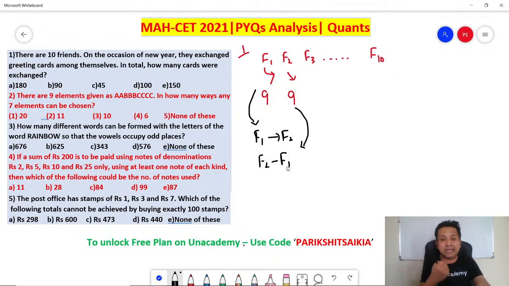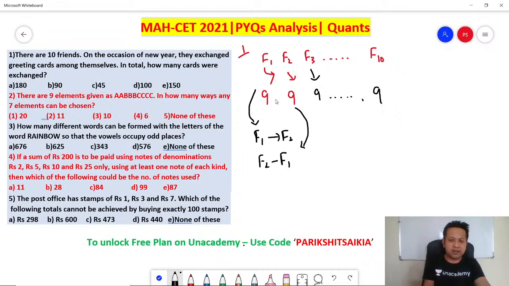Why? Because me giving a card to my friend is different from my friend giving me a card. So my friend giving me a card is a different scenario from me giving a card to my friend. So again, F3. How many cases? F3 can give a card either to F1 or to F2 or to F4 till F10. Again, he has got 9 options. So likewise, all of these friends have got 9 options each.